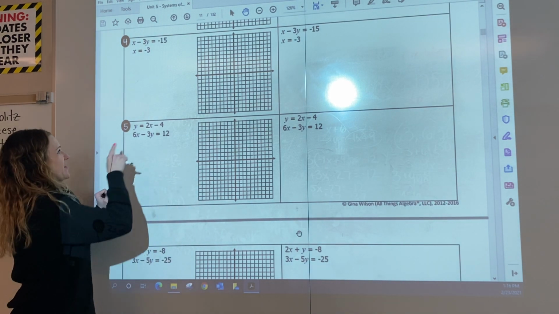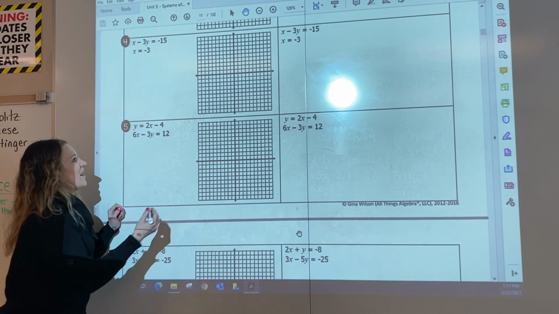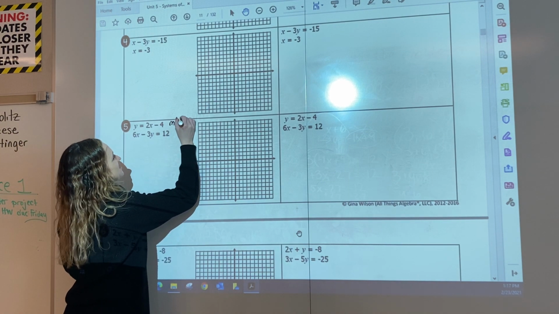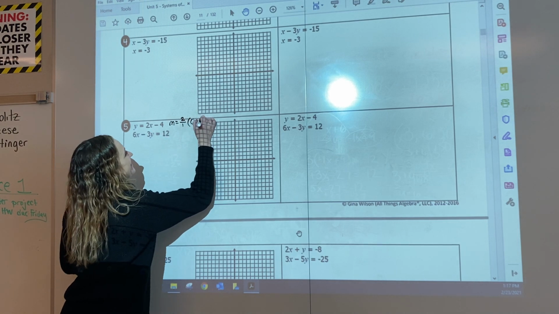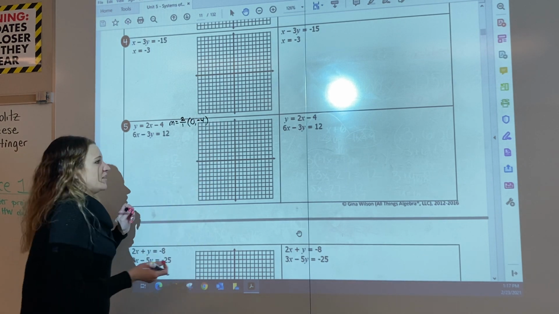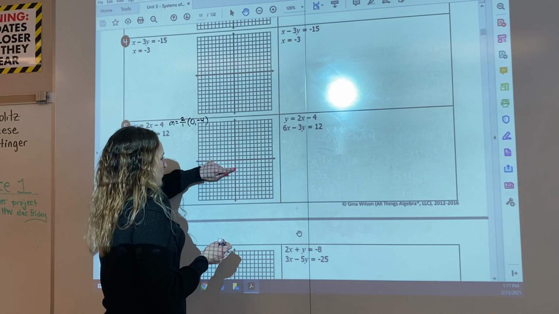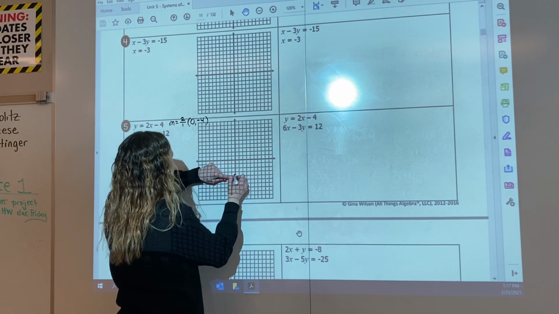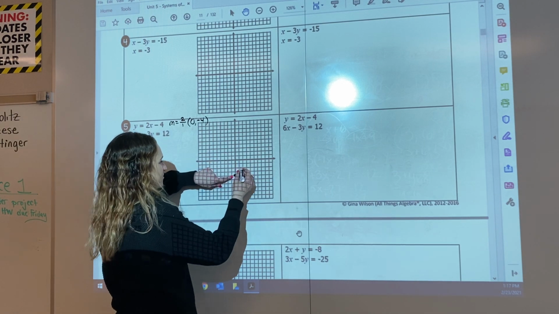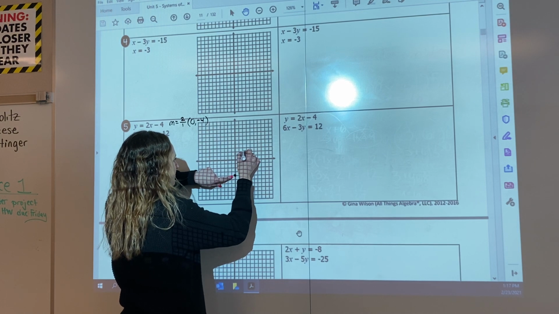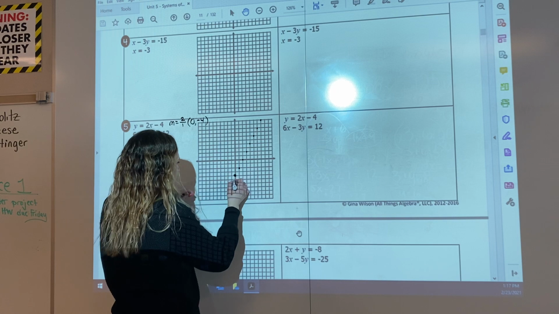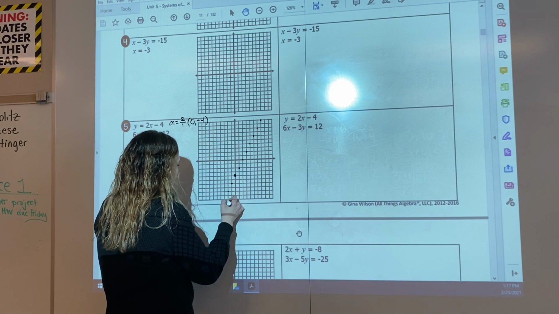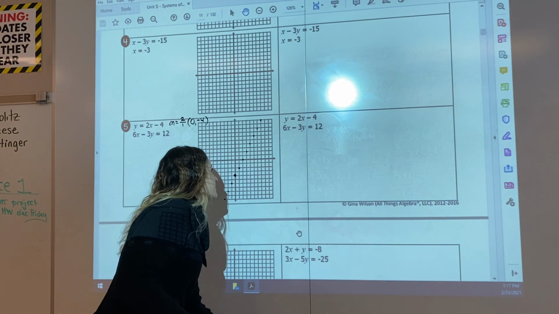For this first one, it's already solved for y, which tells me that my slope is a positive 2/1 and my y-intercept is (0, -4). I'm going to graph that right away. So I'm going to start at -4 on the y-axis, and then from there I'm going to go up 2, to the right 1. Let's graph that line.